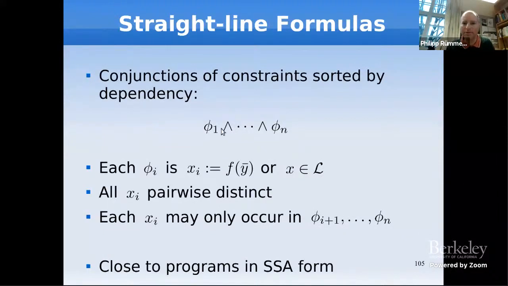So what are straightline formulas? Straightline formulas are simply conjunctions of constraints, where each of the conjuncts is either a regular language constraint, or an assignment of the result of applying some admissible function to a vector of string variables. And it's straightline because all the variables on the left-hand sides are pairwise distinct, and we may only use variables in constraints that follow later. So it's a bit like the SSA form of a program. We can only use variables once we have assigned a value to them, and we cannot assign values twice.